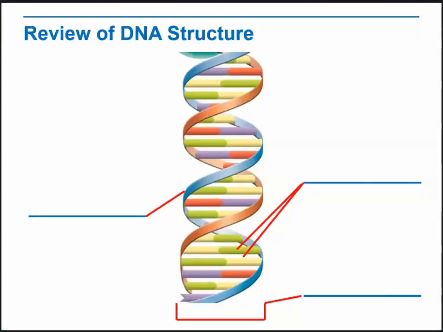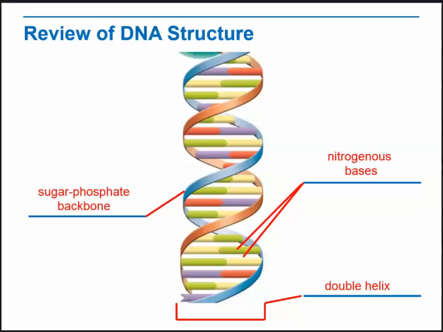Let's review the DNA structure. Draw this in your notes and label them with the correct parts. As you recall, the DNA structure is a double helix, or two twisted strands around each other. If you were to untwist the strands, it would look like a ladder.